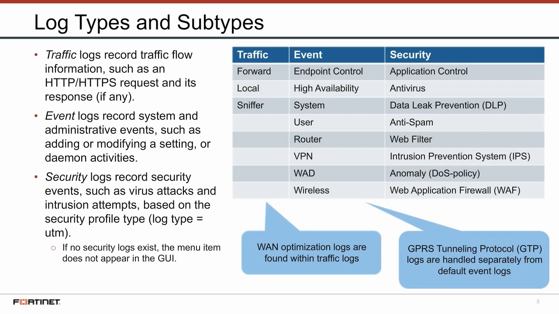Finally, security logs record security events such as virus attacks and intrusion attempts. They contain log entries based on the security profile type. Log type equals UTM, including application control, antivirus, DLP, anti-spam, email filter, web filter, intrusion protection, anomaly, DOS policy, and WAF. Security logs and subtypes are only visible in the GUI if logs are created within it. If no security log exists, the menu item does not appear.